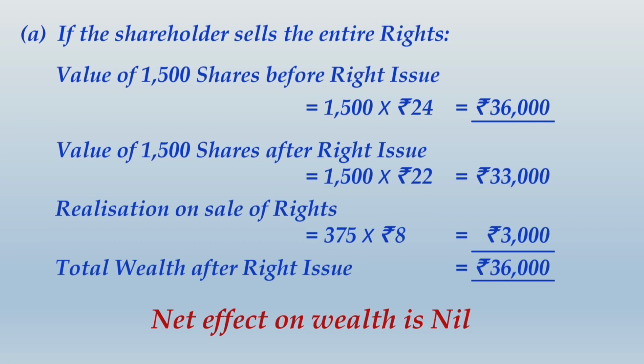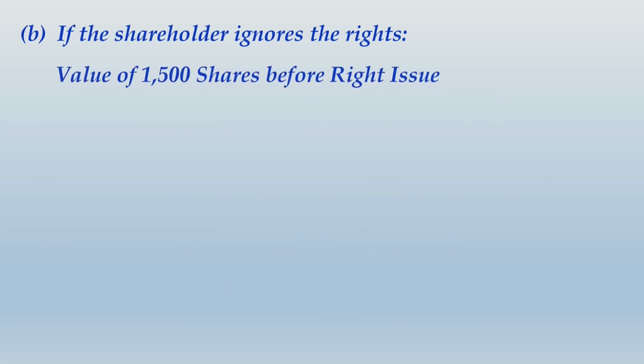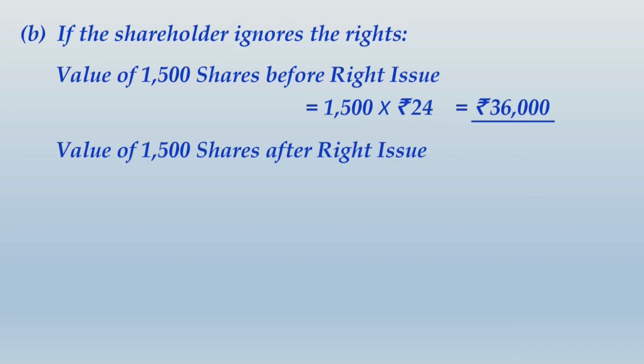Alright friends, you would have finished writing this whole thing. Let us move ahead and deal with the next part, that is B part. If the shareholder ignores the rights, now what will happen in this case? The value of 1500 shares before right issue would anyway remain the same, correct? That will be 1500 into 24, that is 36,000. And now what will happen? The value of 1500 shares after right issue is going to drop to rupees 33,000, the way it was earlier.